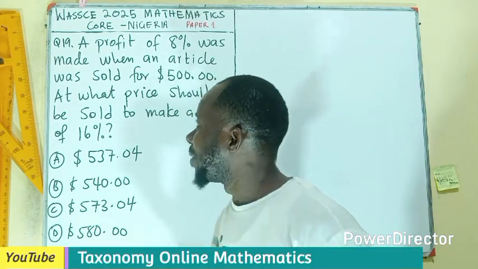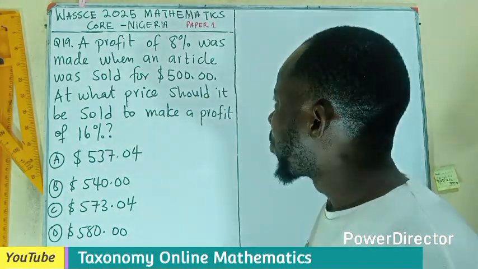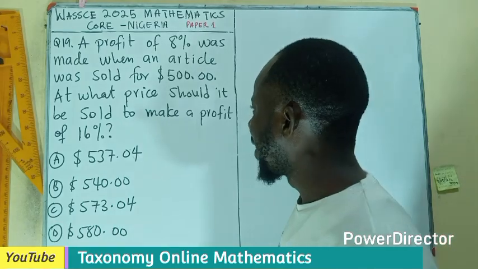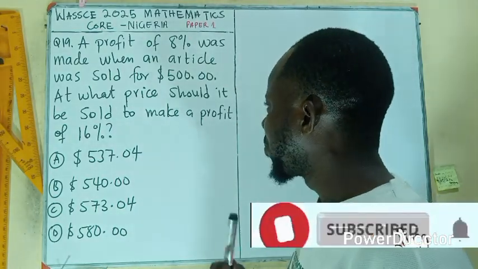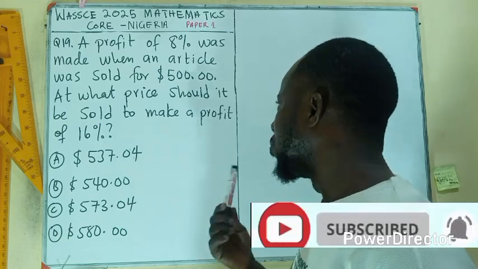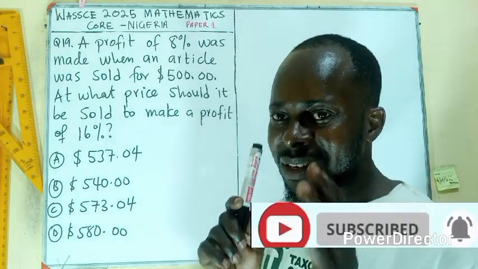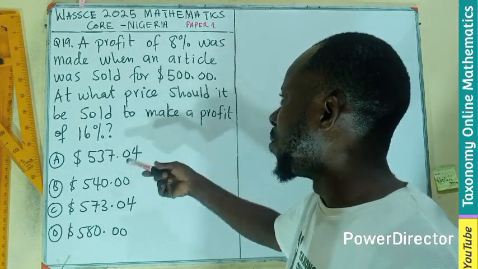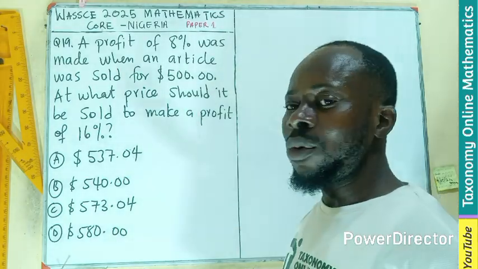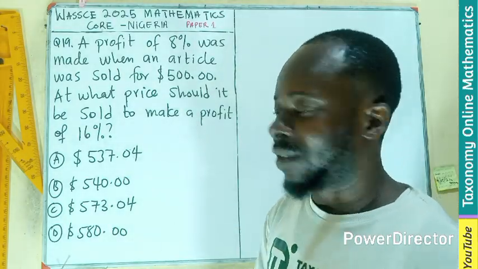Welcome. Question number 19. A profit of 8% was made when an article was sold for $500. So at what price should it be sold to make a profit of 16%? Maybe we're thinking 8%, 16% will be a double of this. The answer here, let me let you know, will not be the double of that.